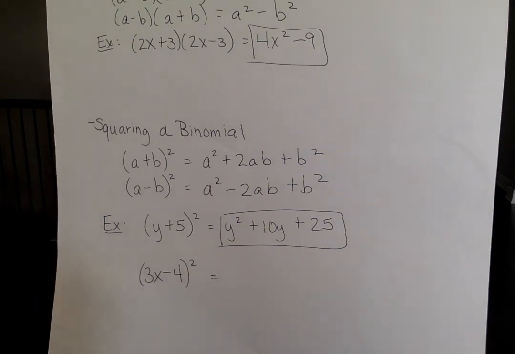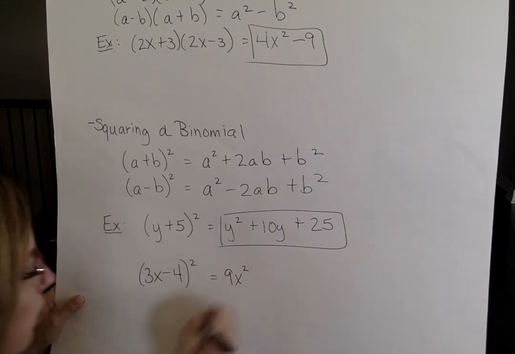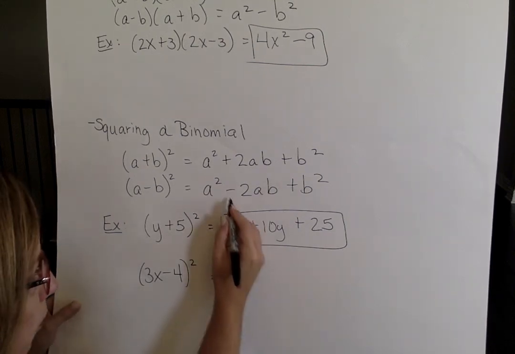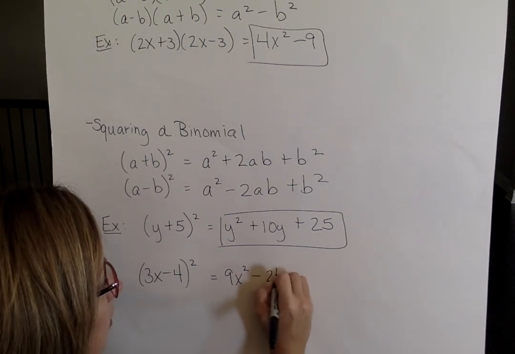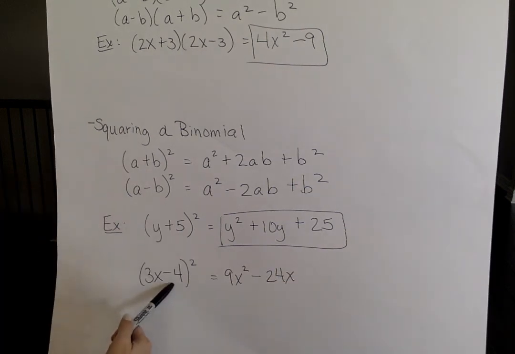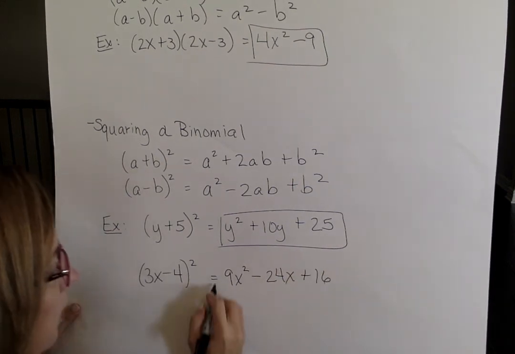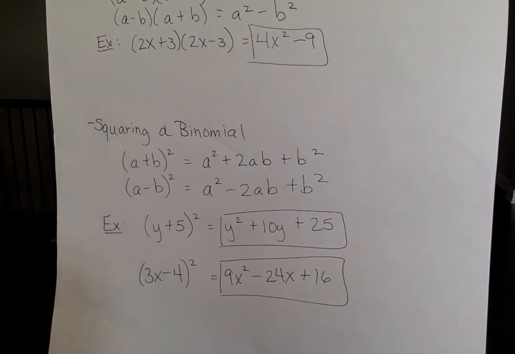So we're going to follow this pattern this time, and we'll have the first thing squared. So if I square 3x, I get 9x squared. Square the 3 and square the x. We're going to have a minus sign. I'm going to multiply these two things together, a times b, and multiply it by 2. 3x times 4 is 12x, times 2 is 24x. And square the last thing, 4 squared is 16. Okay, and it goes that quickly.